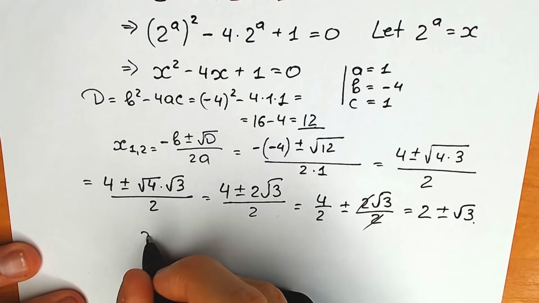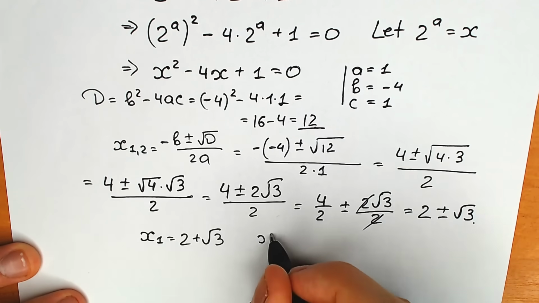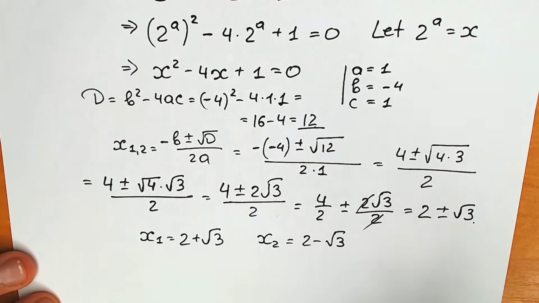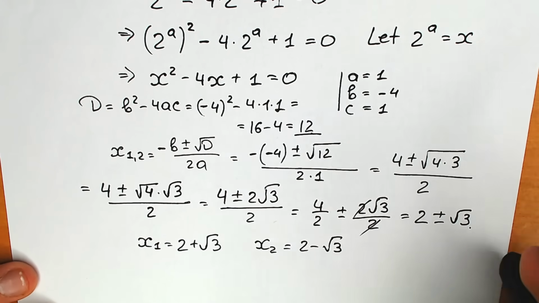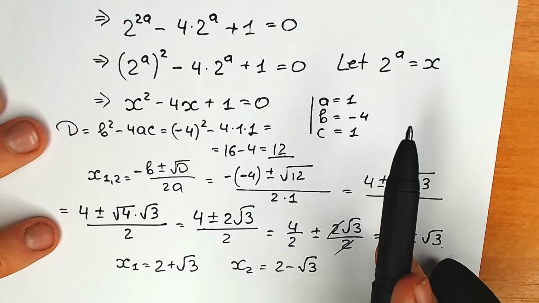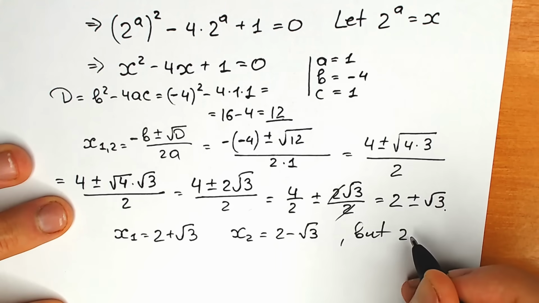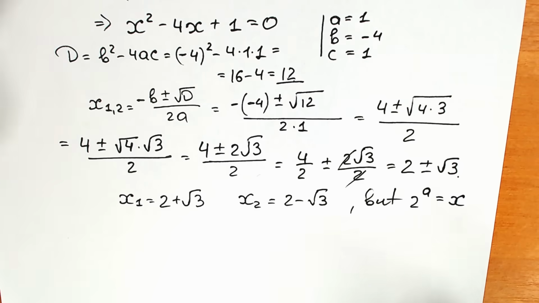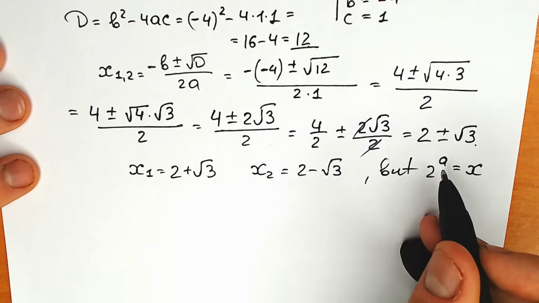So x first equals 2 plus square root of 3, and x second equals 2 minus square root of 3. But don't forget about our substitution, because right here we have it, 2 to the power a equals x. And don't forget about our equation, because we need to solve it in terms of a, and we have our substitution, 2 to the power a equals x. So as a result, we have two equations, two pairs of solutions, two branches. So 2 to the power a equals x.